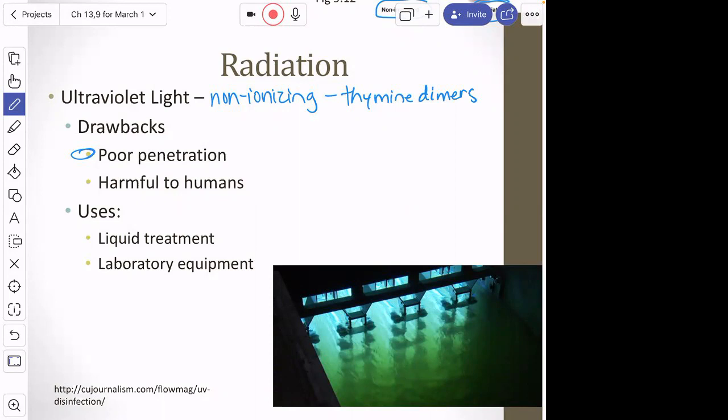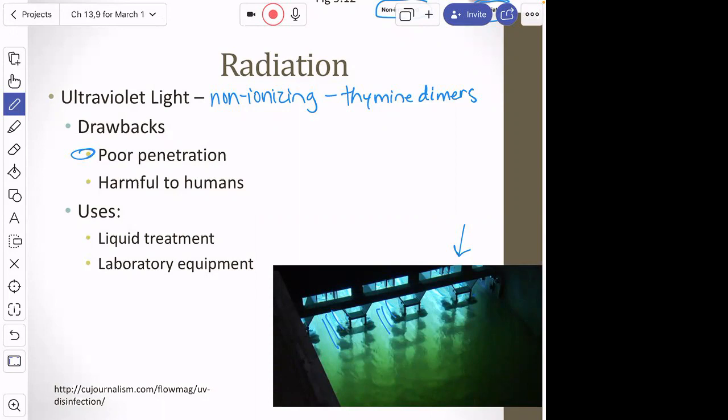So drawbacks to using UV light: it doesn't penetrate as well as the ionizing radiation, but still well enough. So it passes through air really well, through liquids somewhat, not through solids. But there's lots of application in terms of treating water and cleaning water that are in widespread use now. So it's kind of hard to see in this picture what's going on, but there are these lamps down here in the water flow.